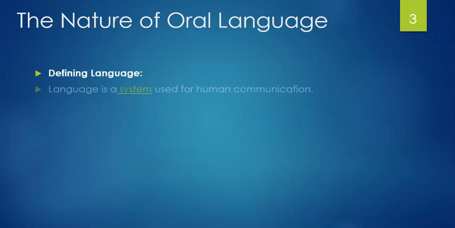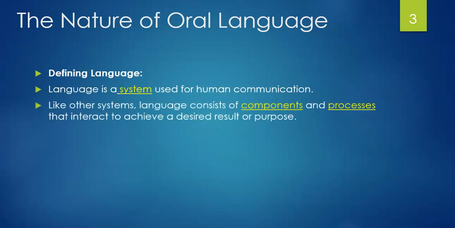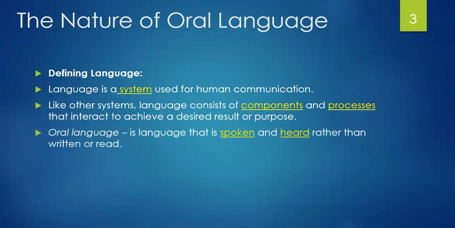So, defining language. Language is a system used for human communication. Like other systems, language consists of components and processes that interact to achieve a desired result or purpose. There's the definition of oral language: language that is spoken and heard rather than written or read.